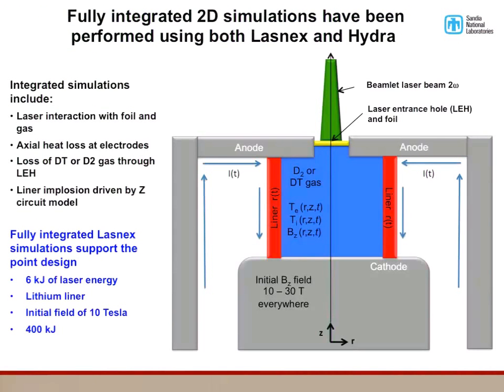So I also want to just give you a picture of what MagLIF looks like as it implodes. We've done some fully integrated simulations now using both LASNEX and Hydra. Here's that cavity we talked about before. We're going to apply a voltage, which is going to drive a current and associated magnetic pressure. It's going to drive this liner to the axis, heating up this fuel. And at the same time, or as the liner starts moving, we're going to send in the laser to heat up the fuel to the preheat condition we want.